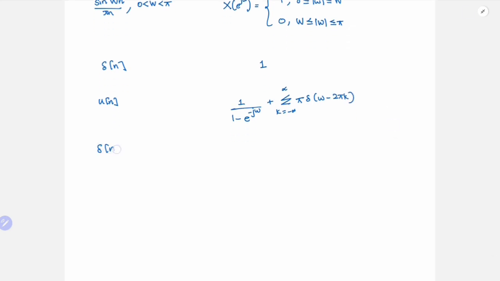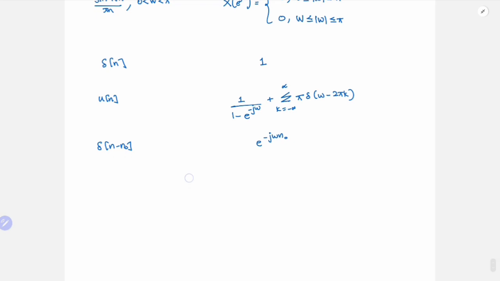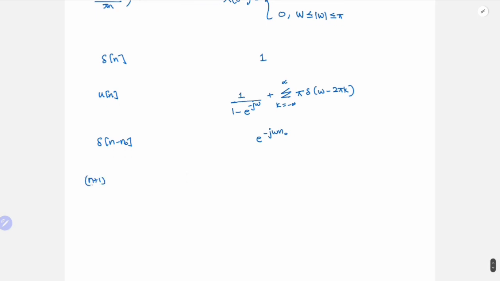And if you just perform a shift for the delta function, you will get e power minus j omega n naught. And then n plus 1 into a power n u of n, and for mod a less than 1, this is going to have a Fourier transform 1 by 1 minus a e power minus j omega whole square.